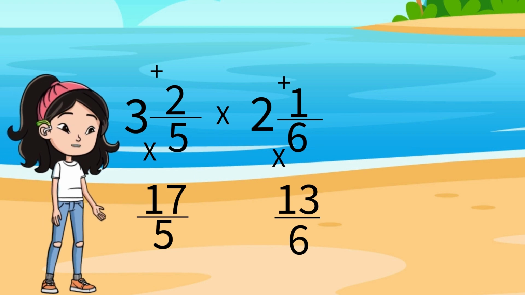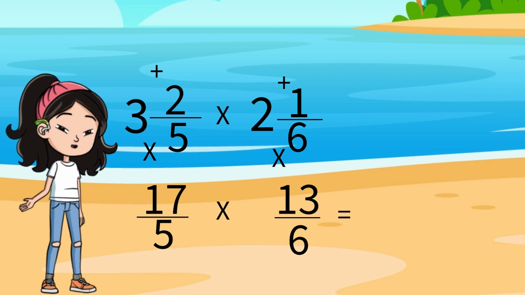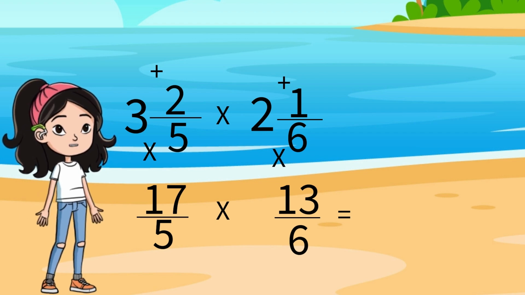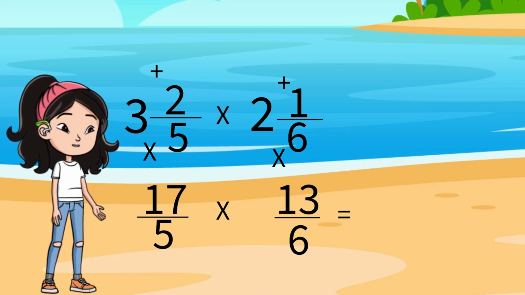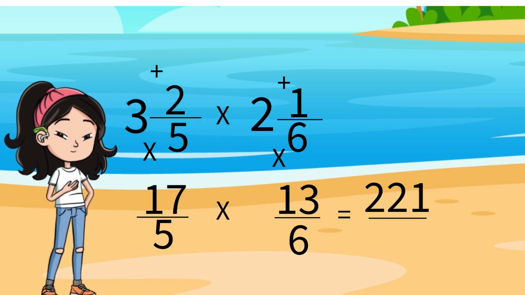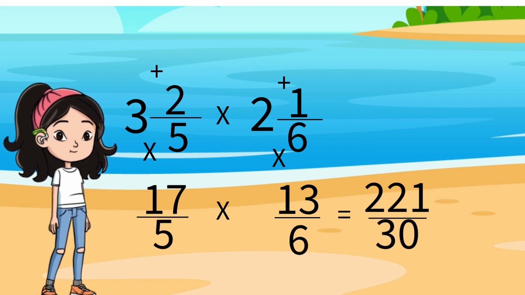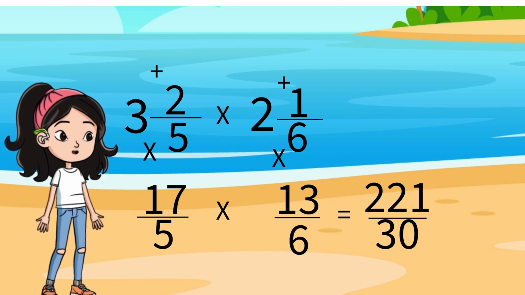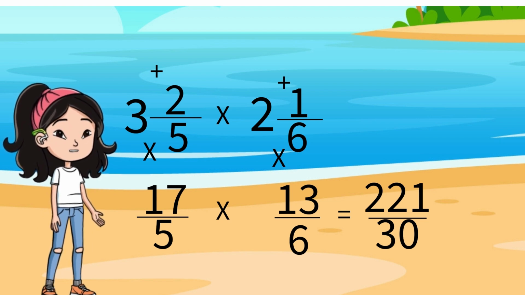Now we have 17 over 5 multiplied by 13 over 6. Let's multiply across. 17 multiplied by 13 is 221, and 6 multiplied by 5 is 30. Finally, let's convert our improper fraction back to a mixed number for our final answer.